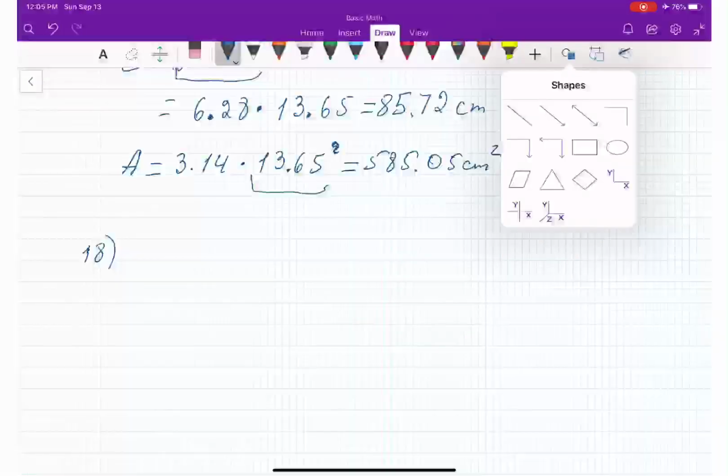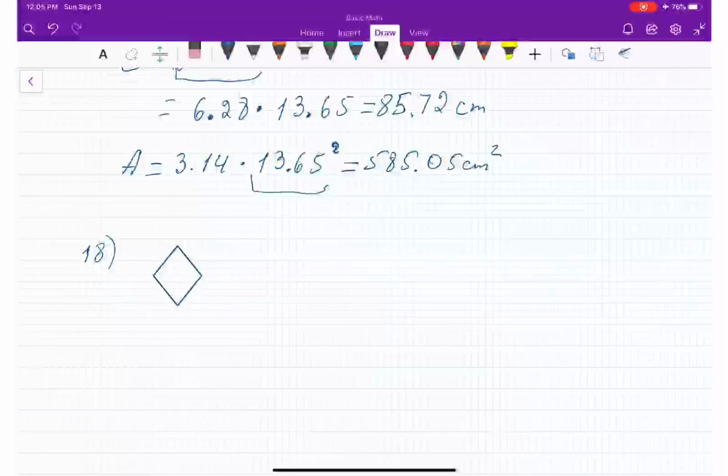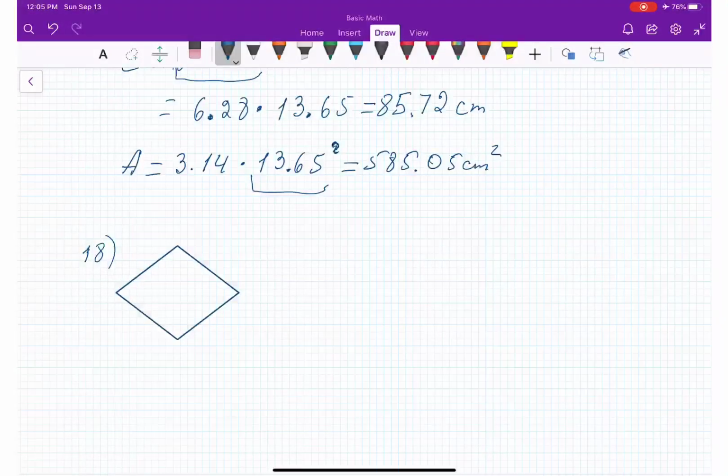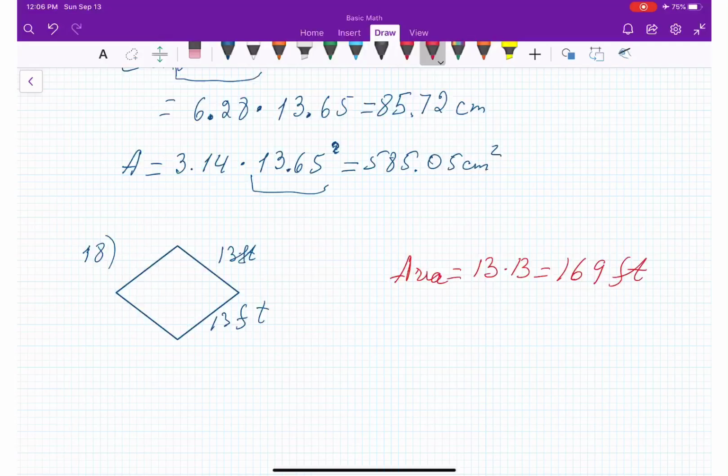Question number 18. We have diamond. Okay, one side is 13, which means everywhere is 13 because the diamond has the same side here, 13 and 13. And we need to find the area. Area is equal one side multiplied by another side, which is 13 times 13, and it's going to be 169 feet squared.